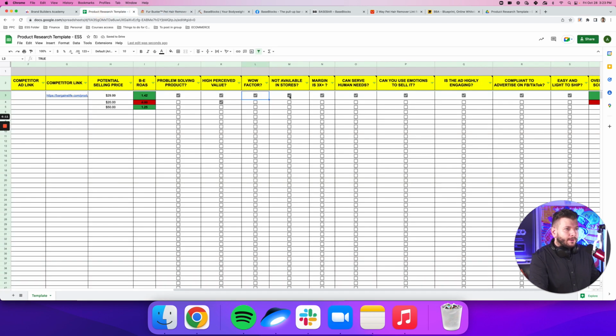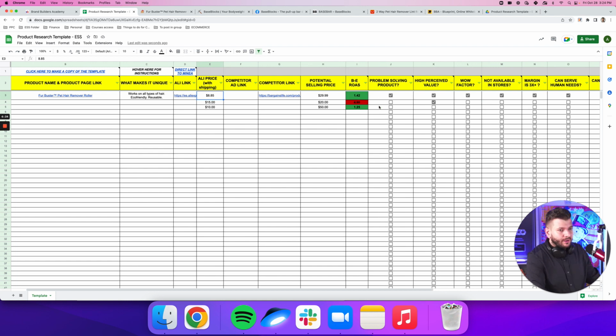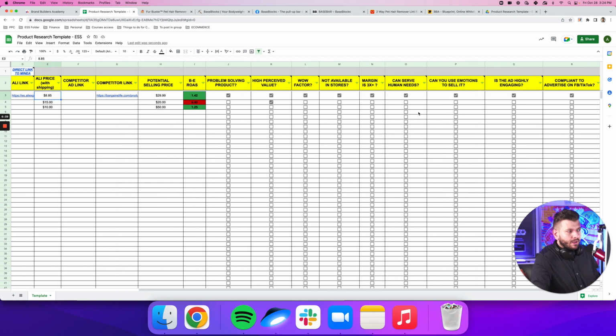Is the margin 3x? Ideally, these are the break-even ROAS that we are aiming for. You can see here above 1.7 is not ideal. This product costs $8.85, and we're selling for $29, so pretty much $30. So we have sufficient margin there to acquire a customer. We have $20+, which is probably the minimum that I would aim for. $20 minimum, ideally $30, $40, $50.